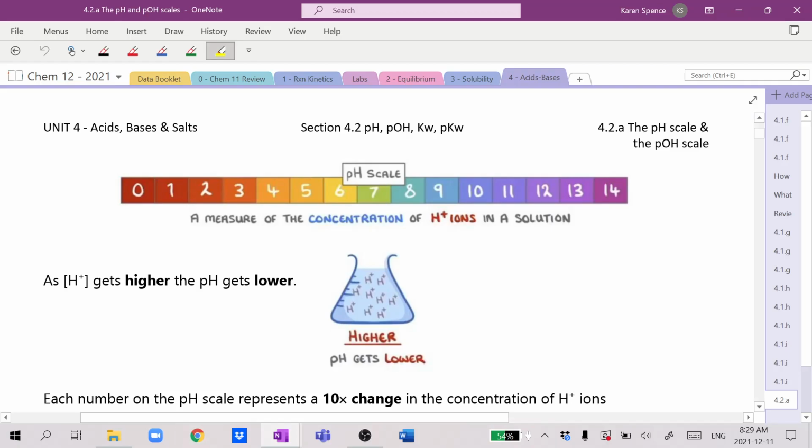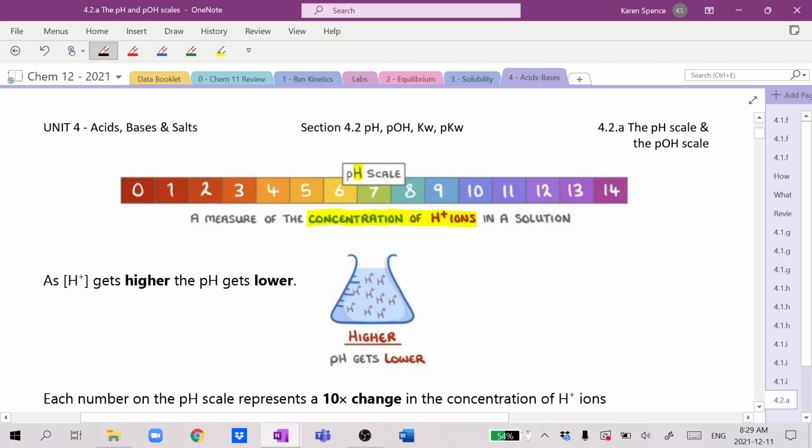So today we're talking about the pH and the pOH scale. We're going to start with pH. The H in the pH stands for the concentration of the hydrogen ions. And most of you are probably pretty aware of that.